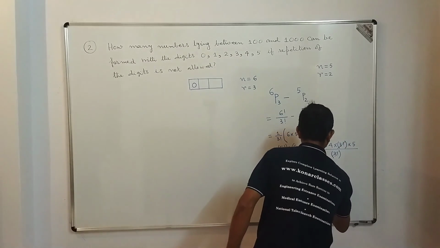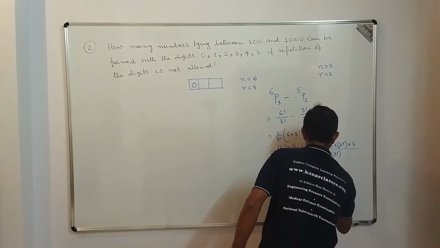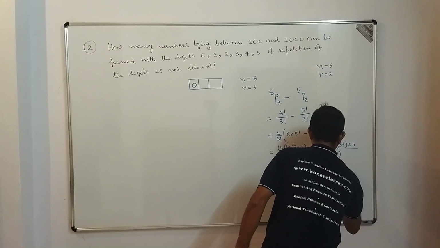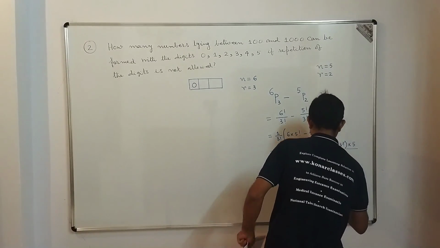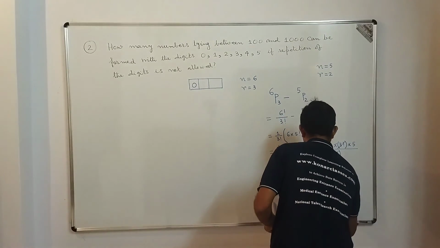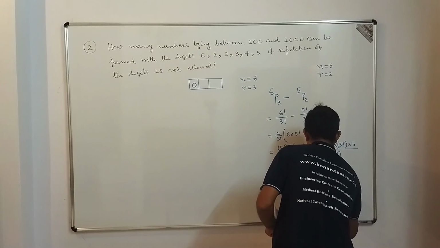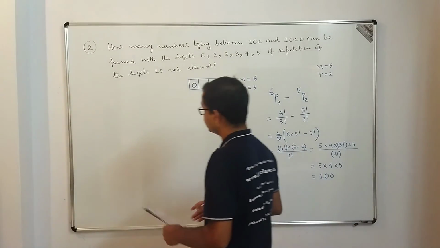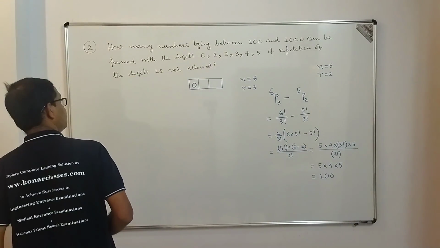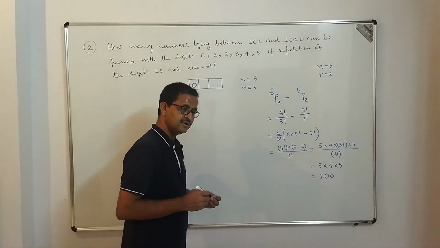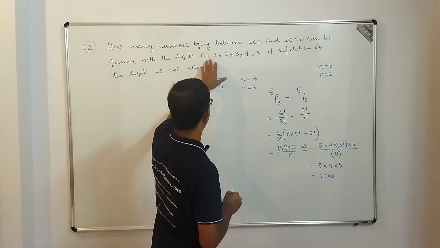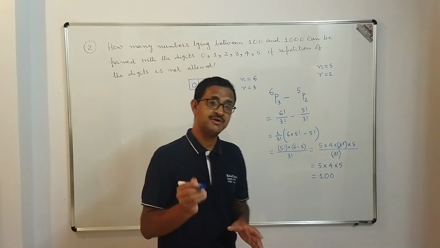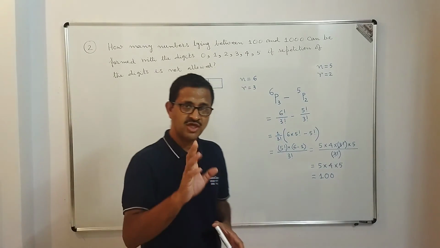So the required number we get is 5 into 4 into 5, that is equal to 100, correct now? So these are the required 3-digit numbers between 100 and 1000, made out of the digits 0, 1, 2, 3, 4, 5 where repetition is not allowed. Okay, thank you very much.